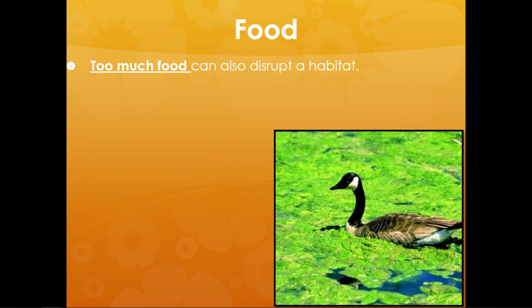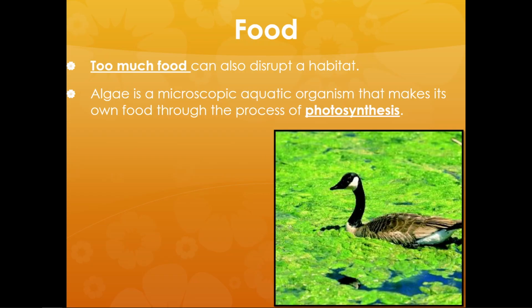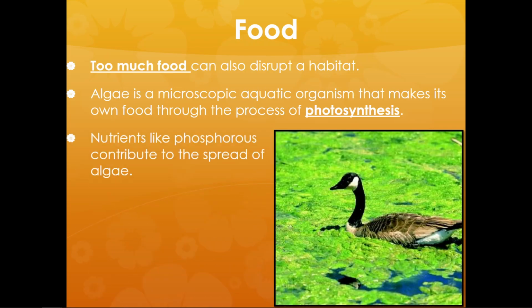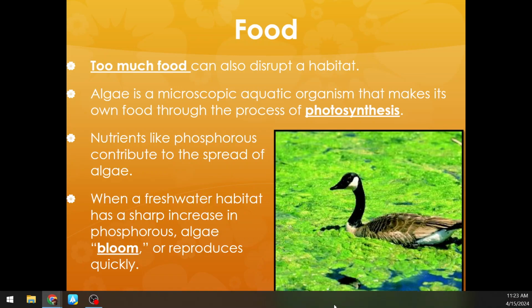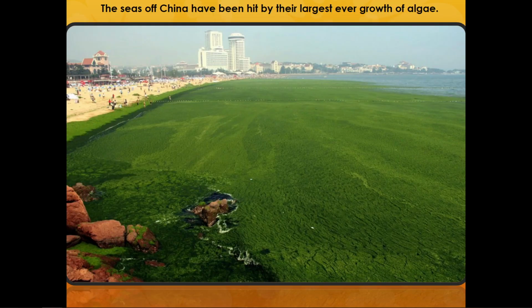All right. So, too much food can also disrupt a habitat. So, notice here, algae is a microscopic aquatic organism that makes its own food through the process of photosynthesis. Nutrients like phosphorus can contribute to the spread of algae. When a freshwater habitat has a sharp increase in phosphorus, an algae bloom can occur. So, an algae bloom is what you see here, this quick overproduction of algae. You wouldn't think this could be bad, but on larger scales, it can be devastating for an ecosystem.